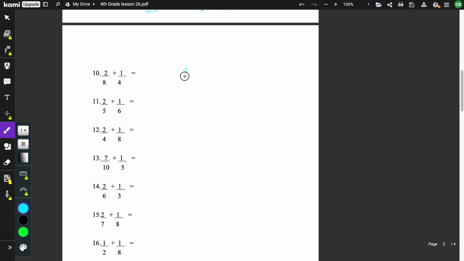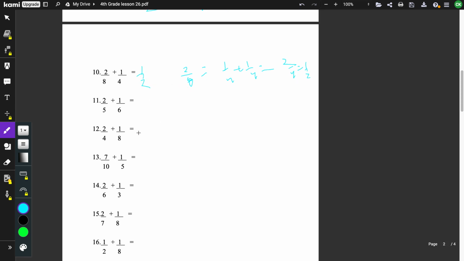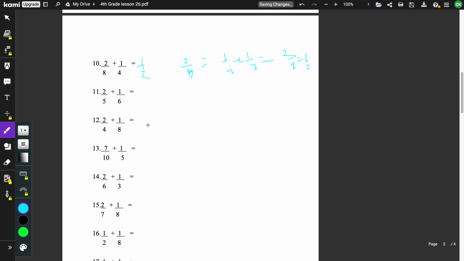So 2 over 8 simplifies down to, well, you guessed it, 1/4. 1/4 plus 1/4 is 2 over 4. But 2 over 4 simplifies down to 1/2, so 10 is 1/2. Number 12, 2/4 plus 1/8. We need the same common denominator, and since 1/8 can't simplify anymore, 2/4 is equal to 4 over 8, so 4 over 8 plus 1 over 8 is 5 over 8 for number 12.